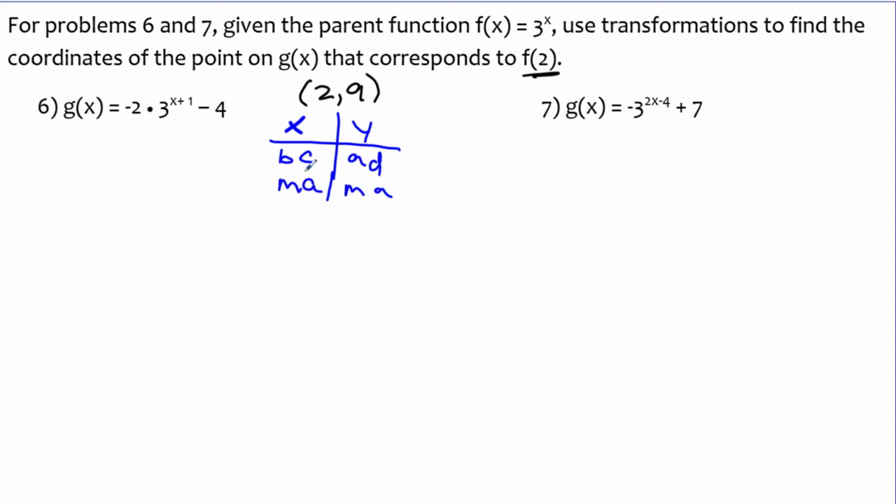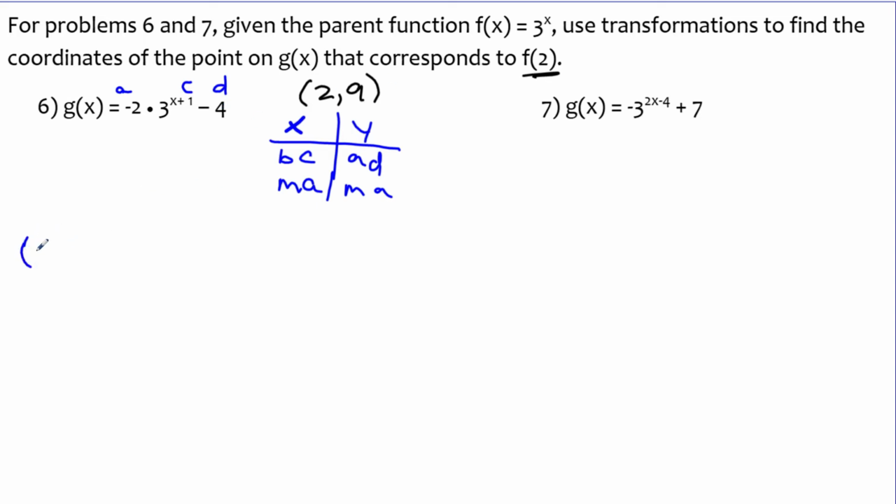So really this is what we're doing on the point (2, 9). We need to look at our function g of x and say, looks like negative 1 is the a value, I have another negative 1 for the c value, and it looks like I have a negative 4 for the d value, no b at all, so I'm not going to use those. So let's do our transformations on (2, 9).